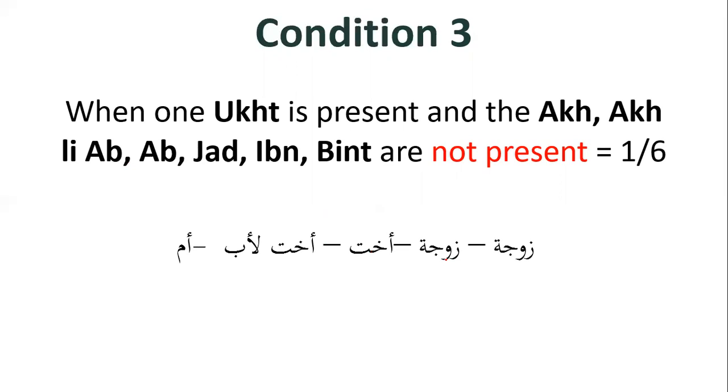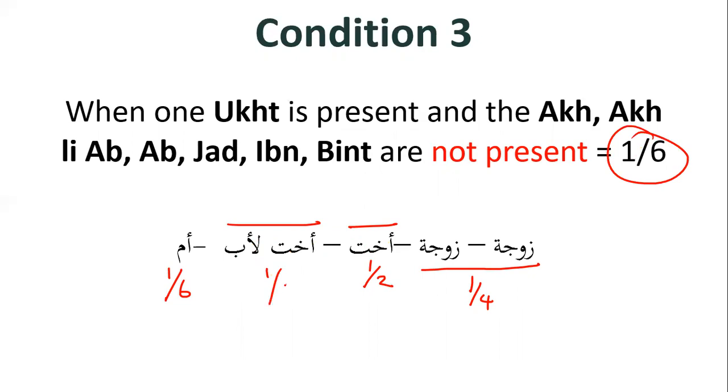So first of all, let's go through the relatives that we know already. Zawja we know receives a quarter. Over here we know receives 1/6. Now we have a ukht and we have a ukht li abin. The ukht over here will receive half, and the ukht li abin will receive 1/6 of the inheritance.